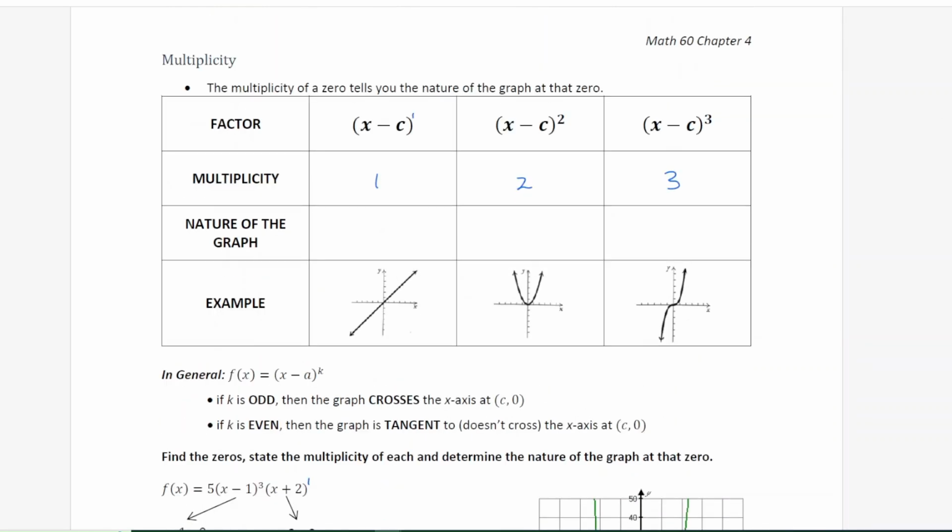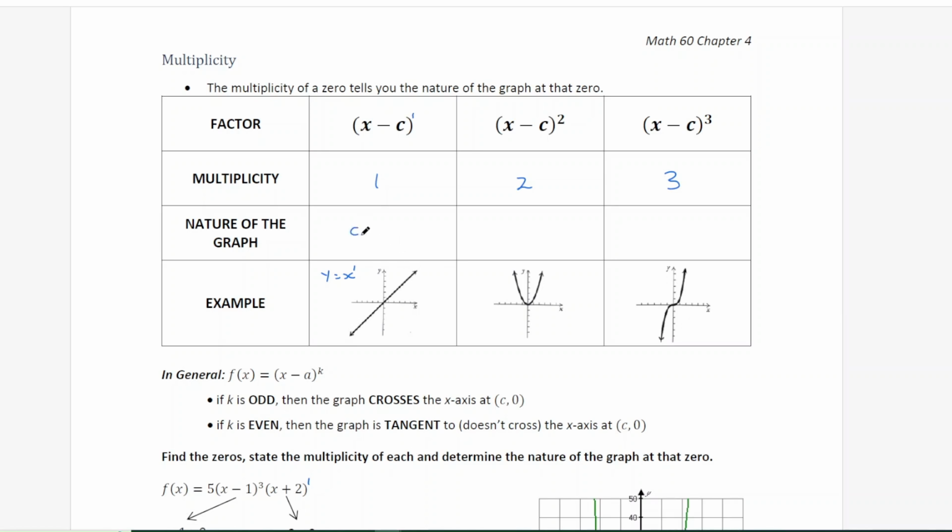Is that these multiplicities will then tell us the nature of the graph around those x-intercepts. So if you have a multiplicity of 1, you're going to picture something like a y equals x function that has an exponent of 1. When you have an exponent of 1, no matter what the graph looks like, it will always just cross the x-axis at the x-intercept or at the 0.